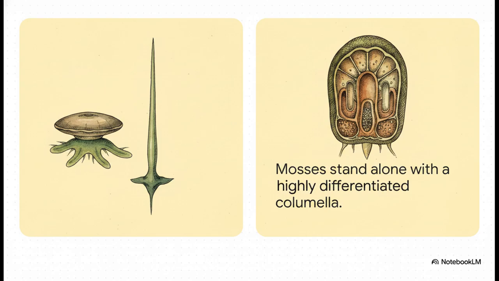And then, when we compare their sporophytes, the distinctions become even more profound. The liverworts frequently lack a seta altogether, keeping them quite basic. The hornworts stretch out with that indeterminate, elongated structure. But the mosses, they stand entirely alone with their complex, highly differentiated columella structures.